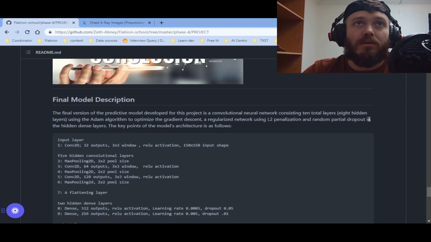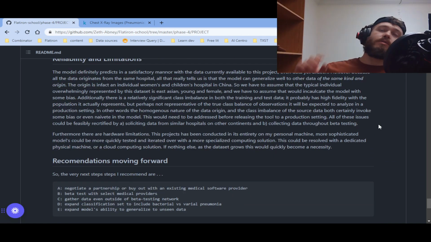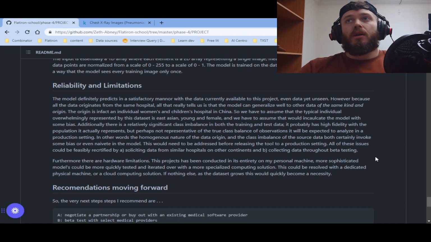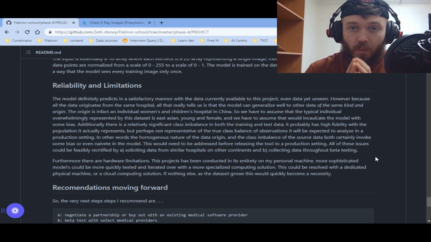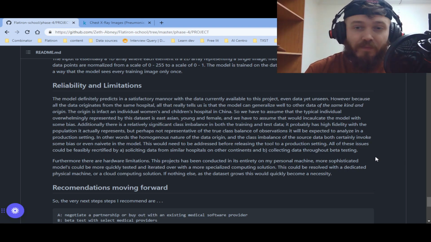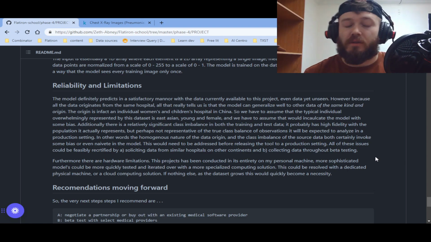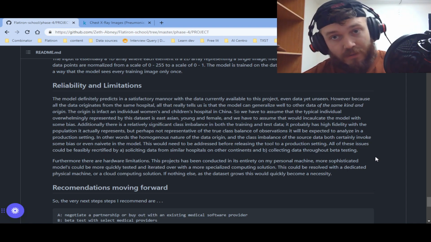So this is my conclusion: reliability and limitations. Okay, so this is more interesting. Like I said, this data set was from one hospital, which is a women's and children's hospital in China. So there are a few things we have to consider there. The lack of ethnic diversity.